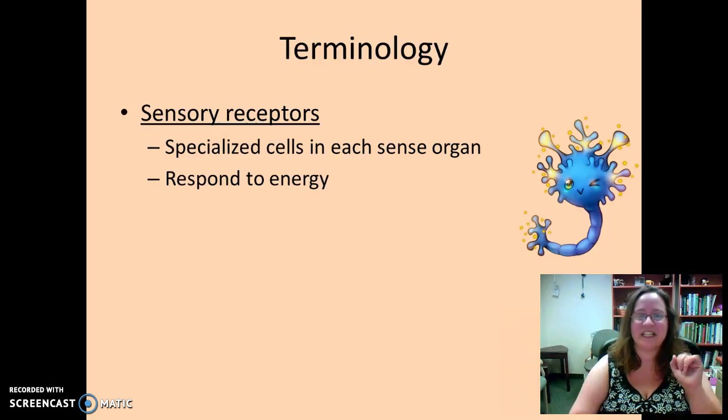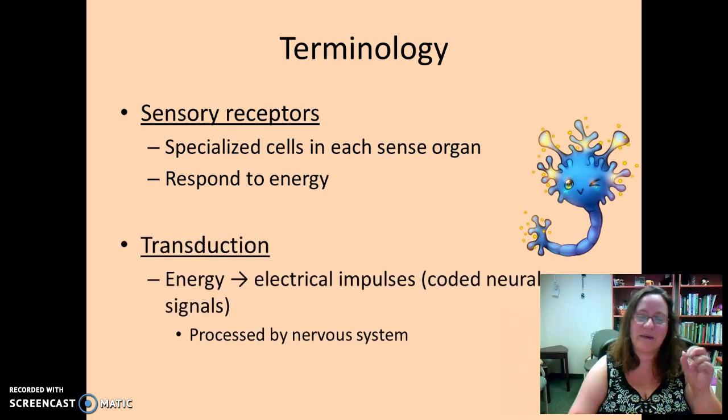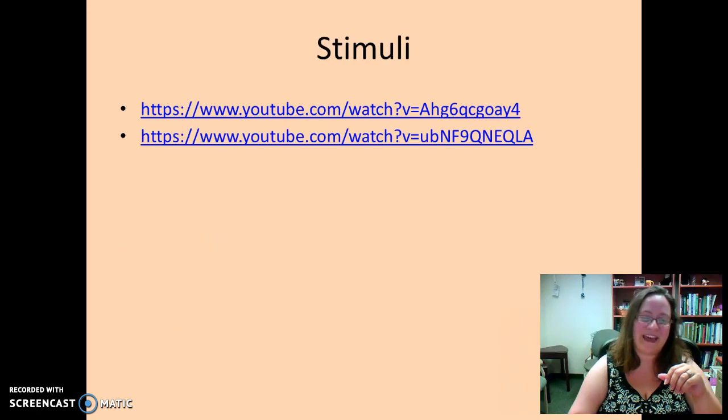Some of the terminology that's going to branch across all of these senses is that we have sensory receptors. These are specialized cells in each organ that respond to that physical energy. And we're going to have this process of transduction, where that physical energy is coded into electrical impulses that can be processed by your nervous system. We talked about the nervous system in Chapter 2, so we know all about that.